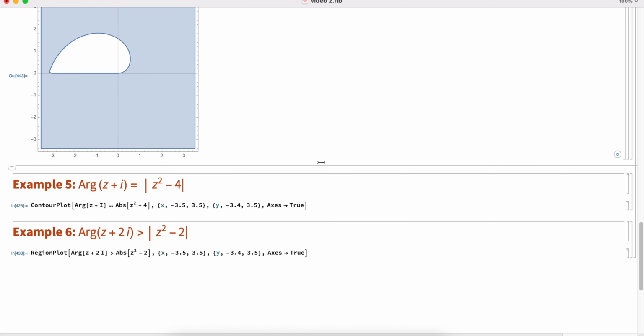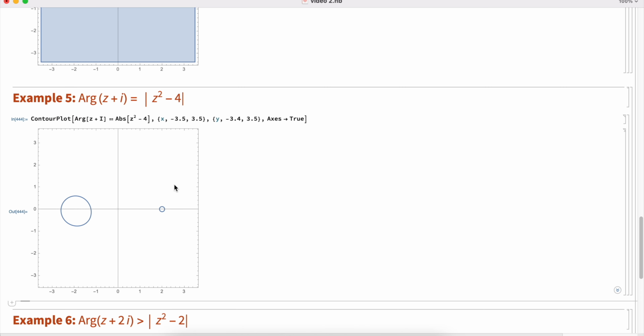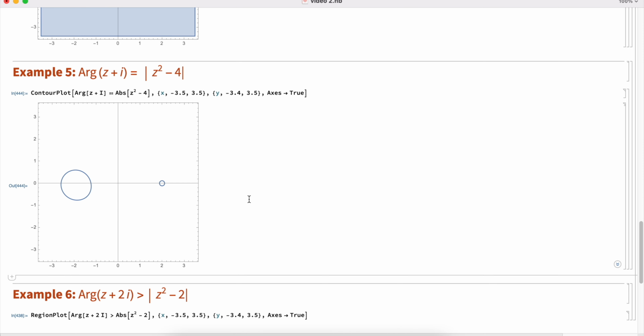Let's look at when the argument of z plus i equals the modulus of z squared minus 4. We've got to use ContourPlot here. Notice we get these nice two little bubbles. Again, I think that's pretty cool.